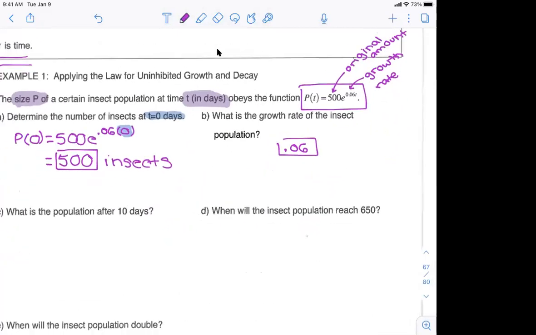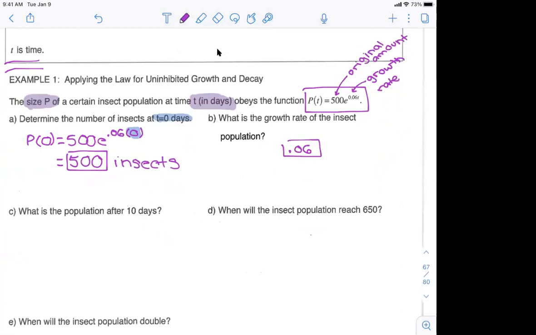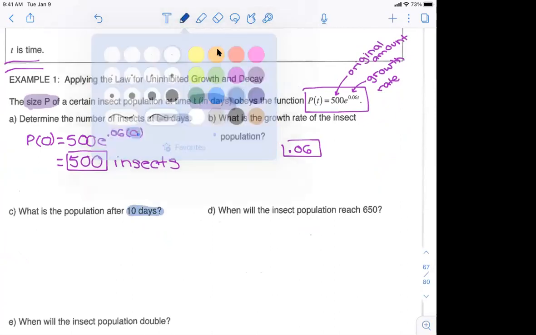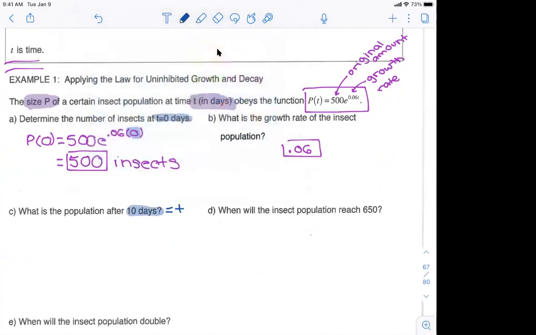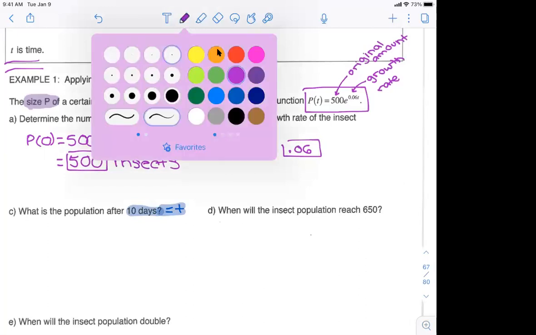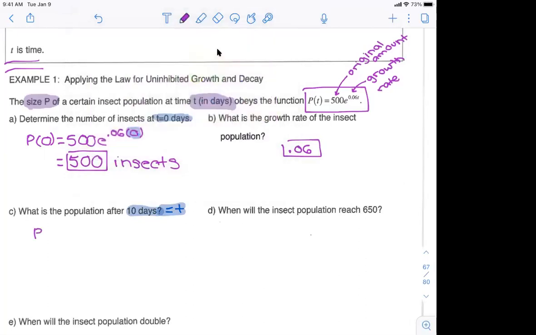So now that we've identified parts of the equation, now we're going to solve some things. You're going to ask yourself, am I going to plug it in for t or am I going to plug it in for p? So this first one says, what is the population after 10 days? So because it's 10 days, they're telling you that that's what t is, okay? So you have to make sure that you're plugging it into the correct thing. So you're just going to go back to that equation that you've been working with. So we're going to do p of 10 equals 500 times e to the 0.06 times 10.